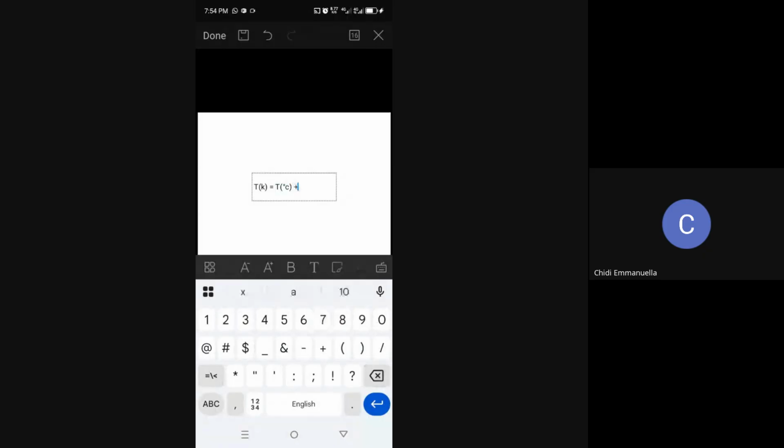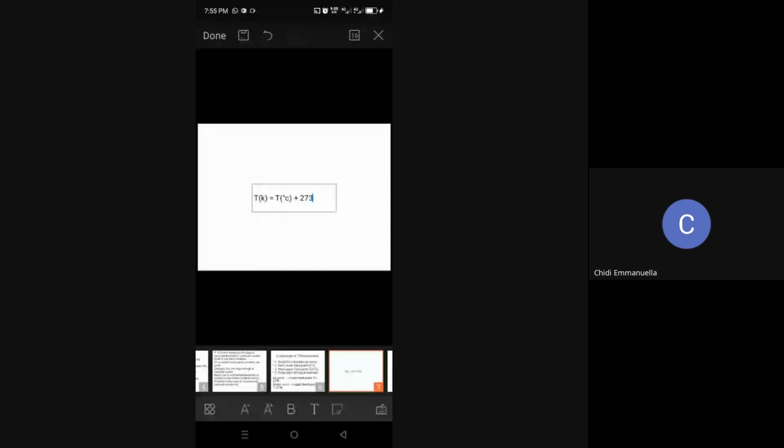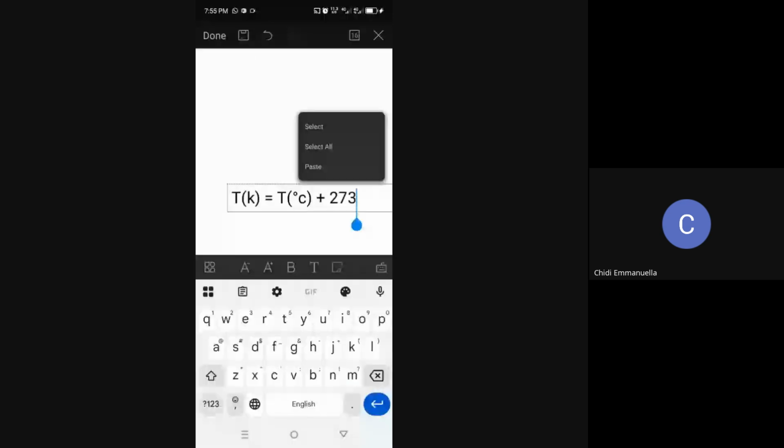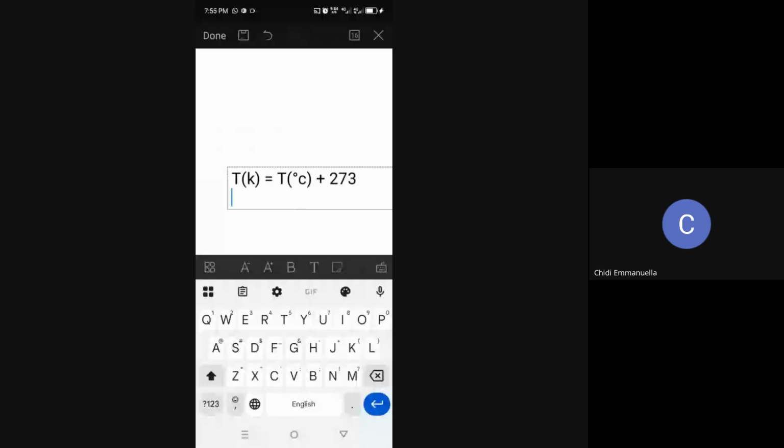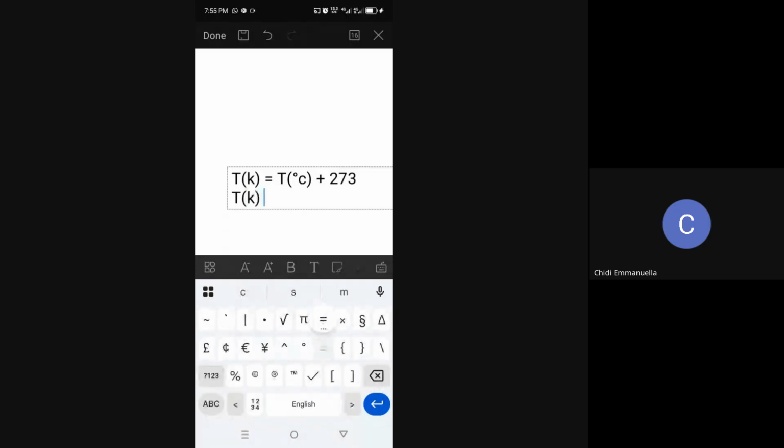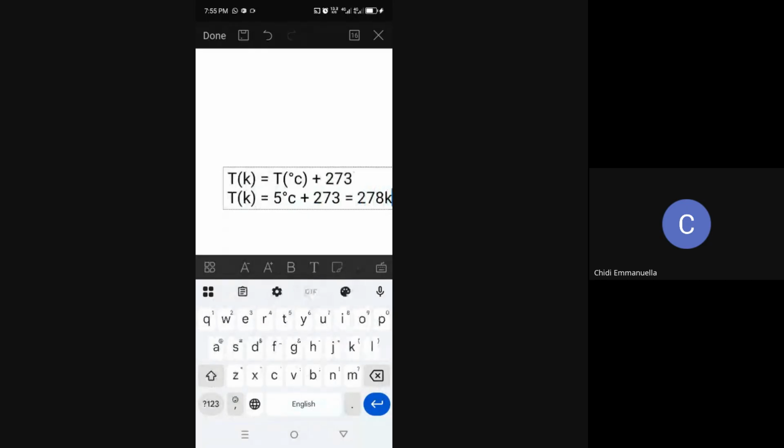You just add 273. For example, if I ask you to convert 5 degrees Celsius to Kelvin, you will just say temperature in Kelvin is equal to 5 degrees Celsius plus 273. So it means 5 degrees Celsius is equal to 278 Kelvin. Okay, that's that. Please don't forget that.